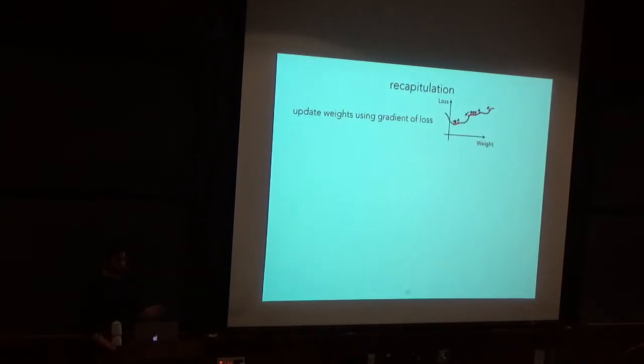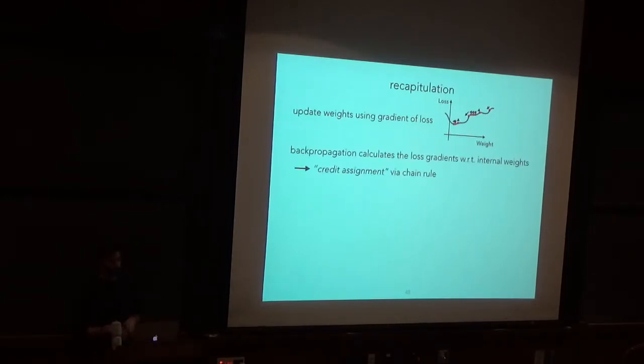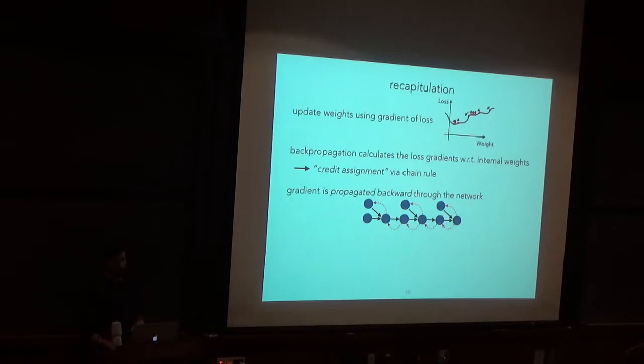So again, we're updating the weights using the gradient of the loss here. This backpropagation is used to calculate these gradients, which you might sometimes hear called credit assignment. And this is all done just using the basics of chain rule. So the gradient is propagated backward.